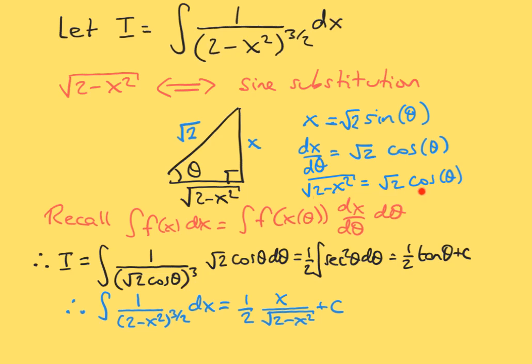Take the square root, and bear in mind the way theta is defined as an arcsine, the cosine is always positive. Okay, much easier just to draw the triangle. So now, 1 over the square root cubed is, we've said, root 2 cos theta, all cubed, cubing the root 2 as well. The dx d theta factor is also root 2 cos theta.